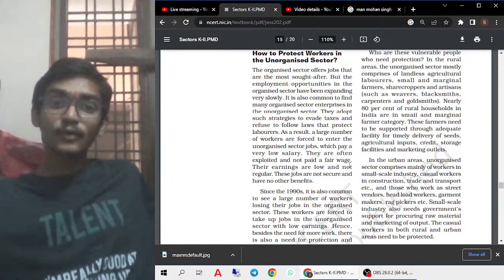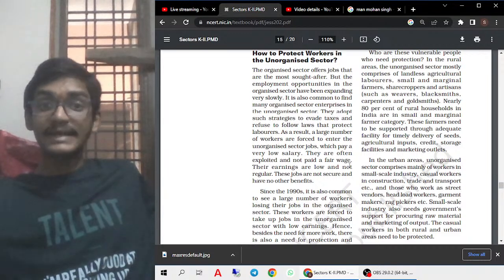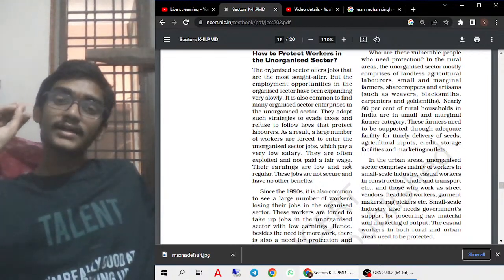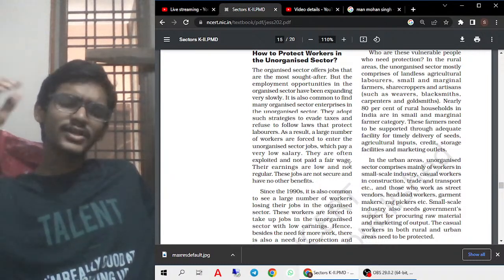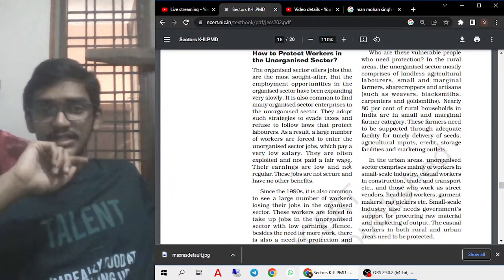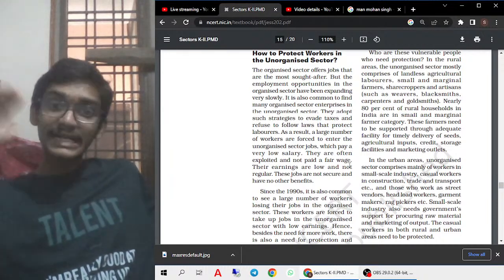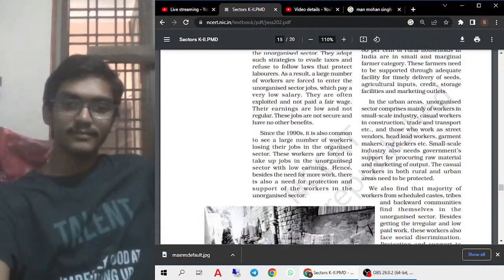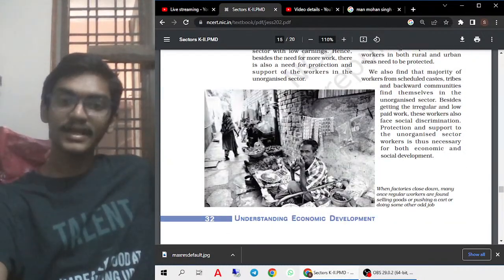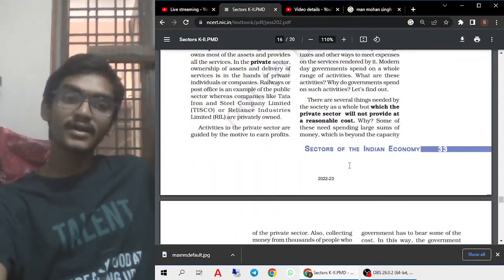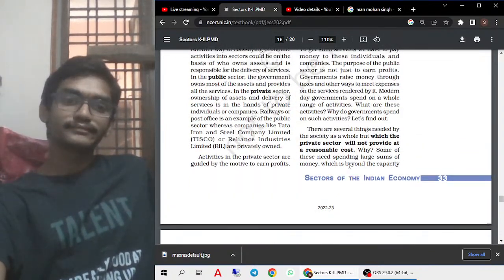We should provide better working hours and better wages also. They are provided less wages in the unorganized sector. They are told to work for longer hours, and in poor working conditions, in a very bad, unclean environment. All these situations should be minimized. Then only we can protect the workers in the unorganized sector, and then only it will help in the economic development of the country.